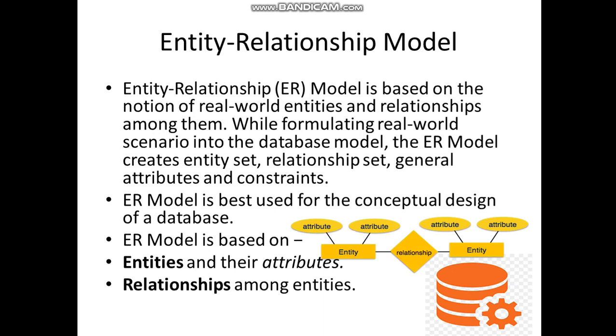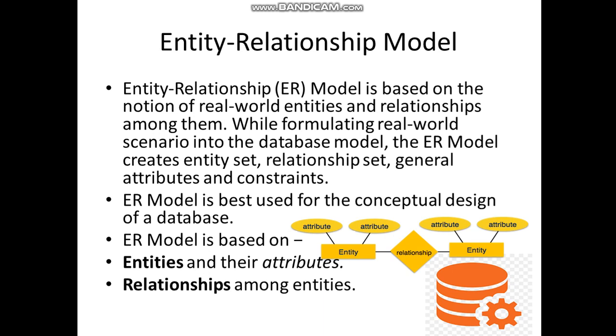Entity relationship model. The entity relationship model is based on the notion of real world entities and the relationships among them. While formulating a real-world scenario into a database model, the ER model creates entity sets, relationship sets, general attributes and constraints. The ER model is best used for the conceptual design of a database. It is based on entities and their attributes and the relationships between the entities.